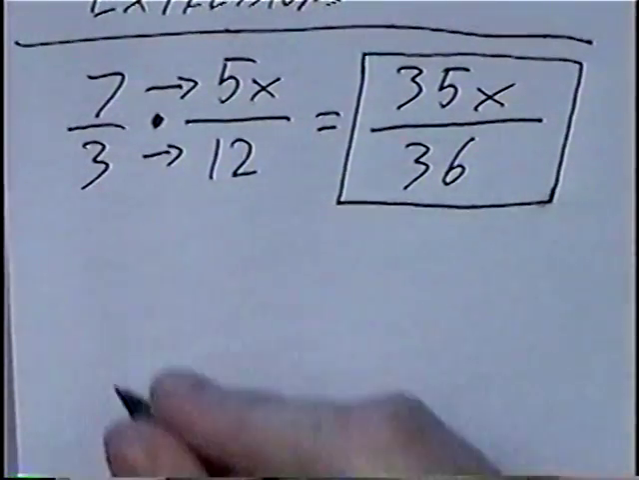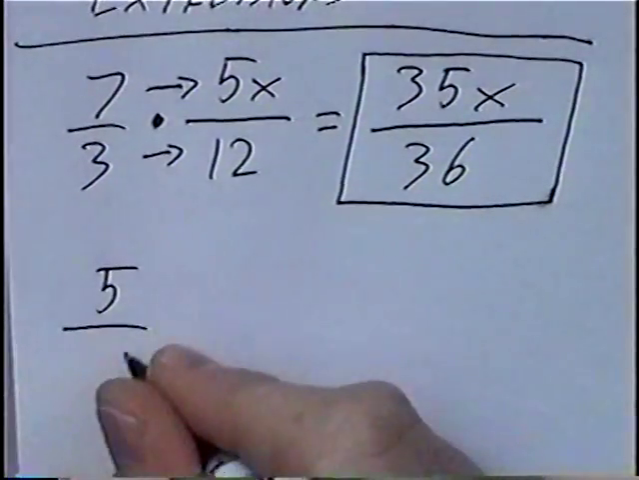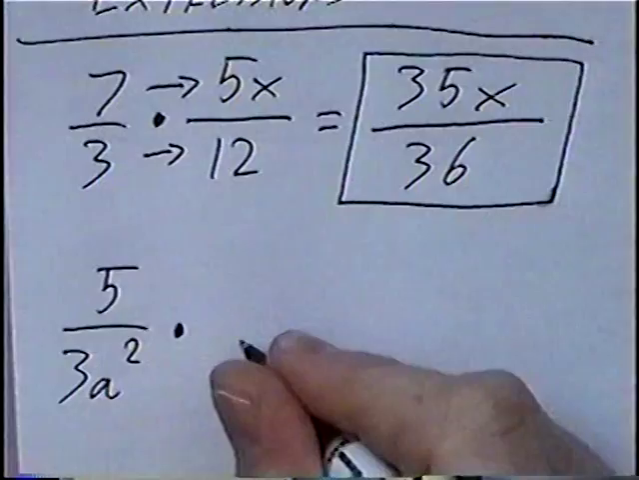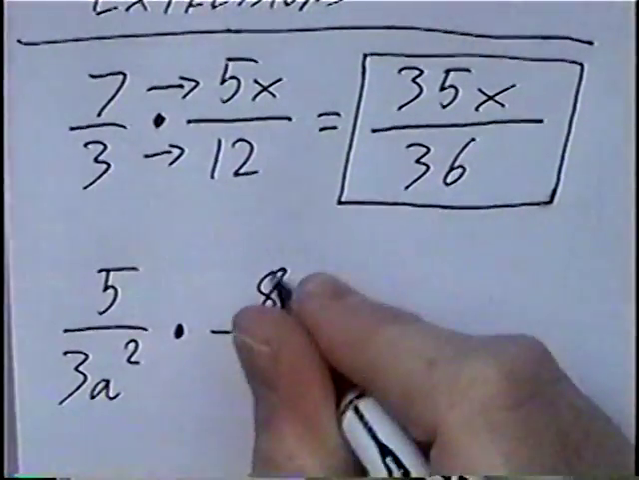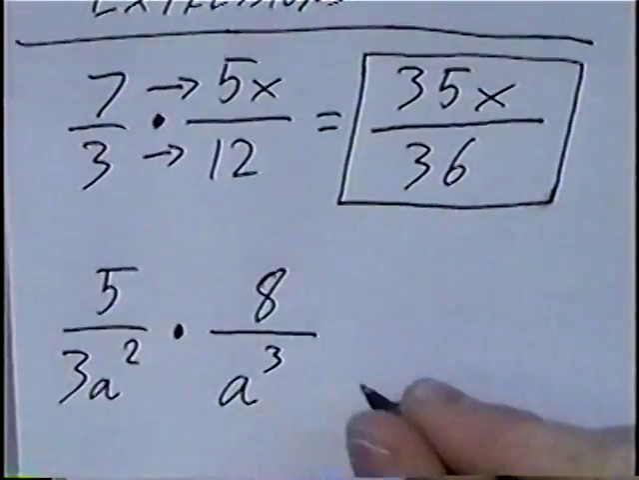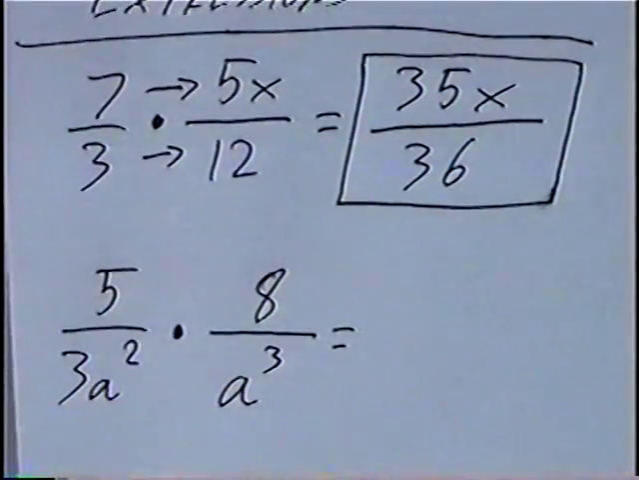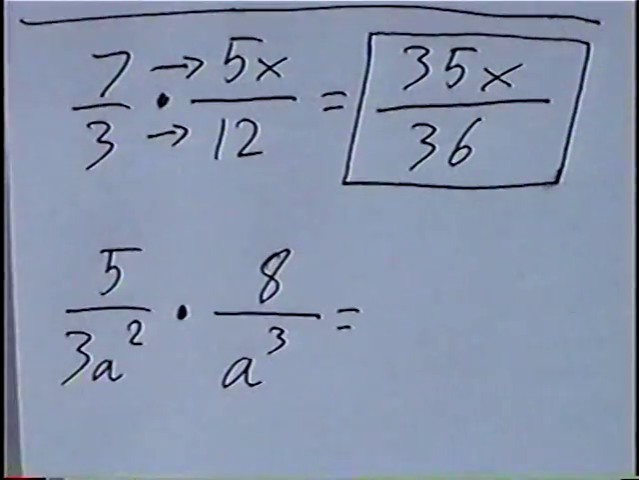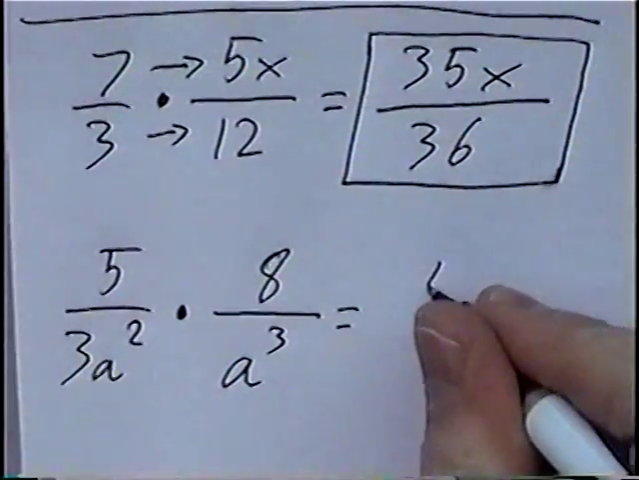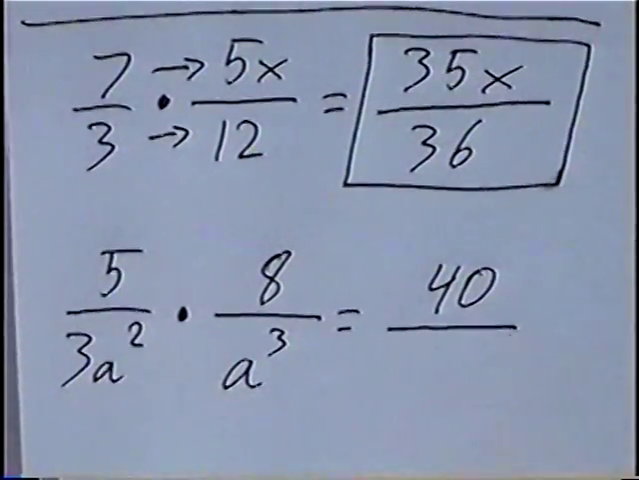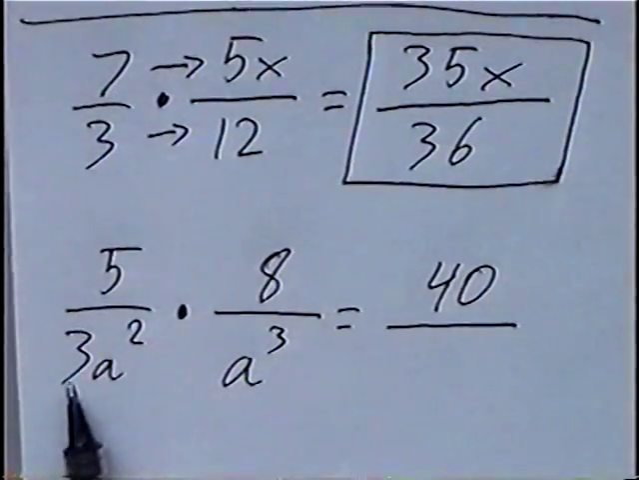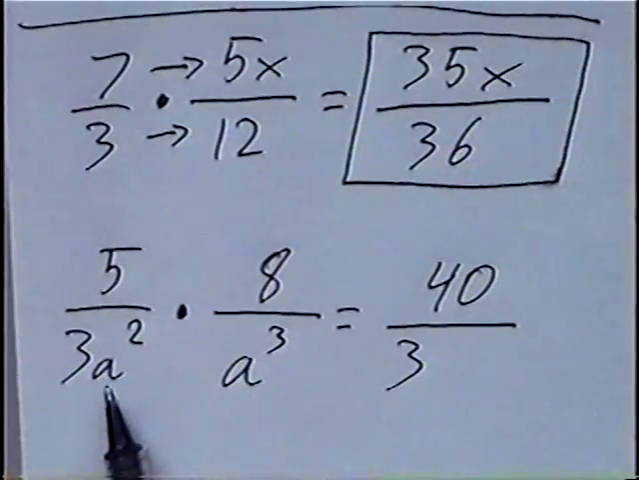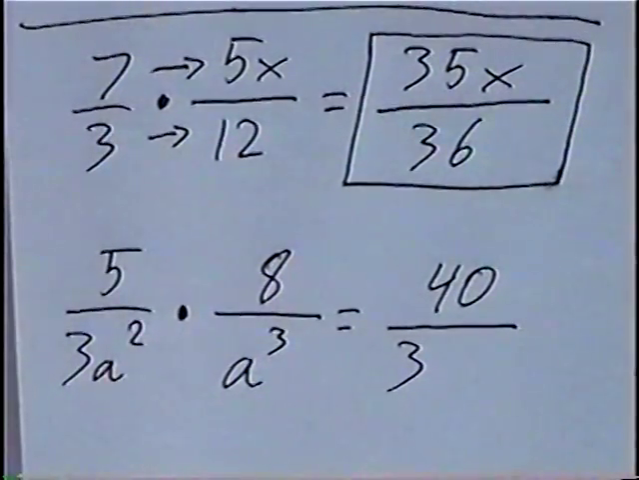Second question, 5/3a to the second power times a second fraction, 8/a to the third power. Again, multiplying fractions, we can multiply straight across. 5 times 8 would be 40. And for the denominator, we have a single coefficient of 3, which will stay the same. A squared times a to the third power.